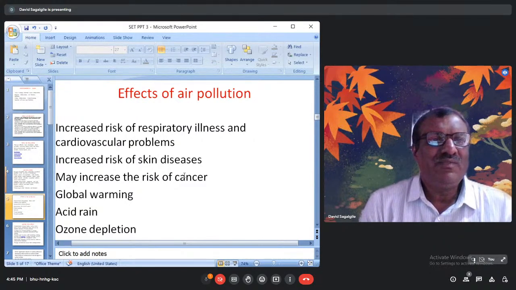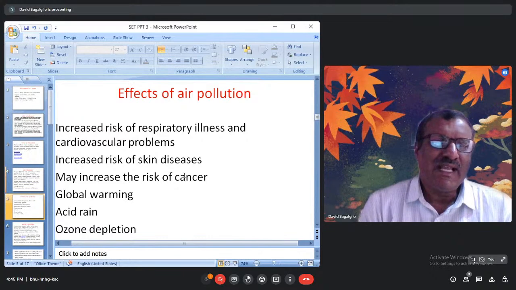Pure air is something which is very important for us to breathe. But if that air itself is polluted, it results in many different kinds of sicknesses. Then increased risk of skin diseases. Many skin diseases erupt because of the polluted air, because the poisonous gases are there in the air. It may increase the risk of cancer also. Air pollution can cause lung cancer, or it can affect the respiratory system and cause cancers of the respiratory system.